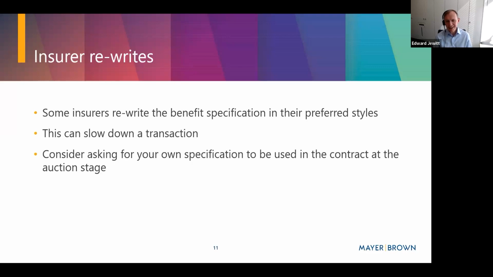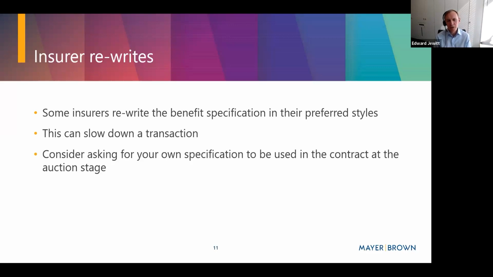Now, one of the more challenging parts of a buy-in transaction is that insurers like to rewrite the benefit specification that you may have spent months preparing. They like to rewrite it in their own style. And this can slow down a transaction while you check whether they've reflected what you did right. So it's worth asking the insurers if they'll agree to use the benefit specification that you've prepared as part of the contract rather than doing this rewrite.